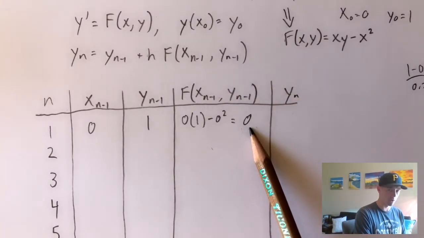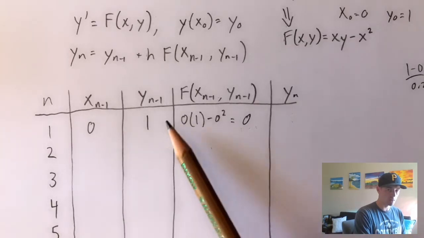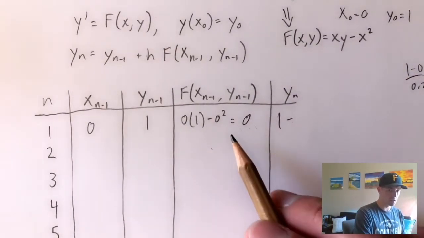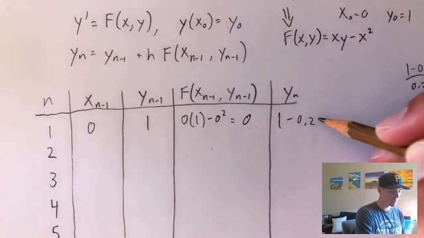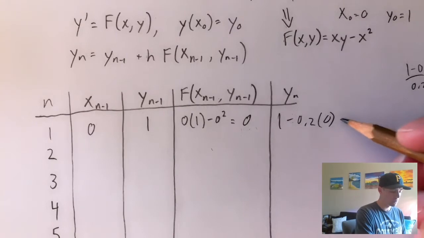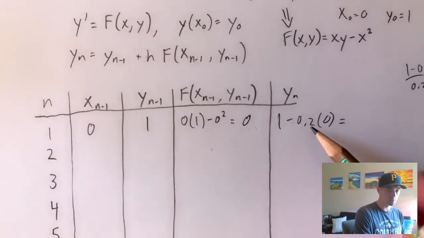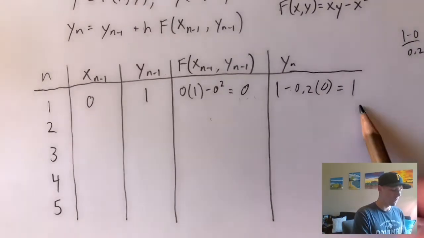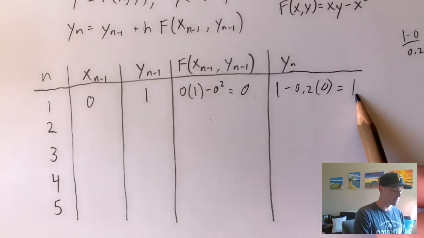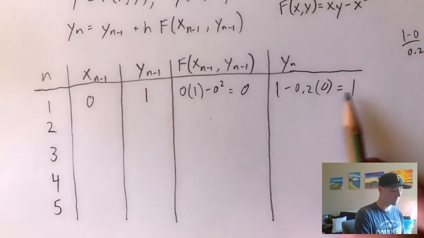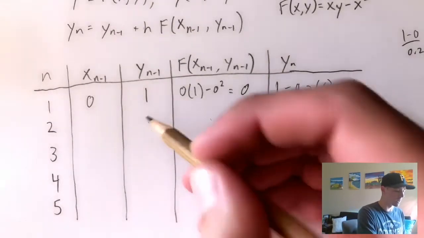It's just going to be 0. So right here we're going to get y sub n minus 1, which is 1, minus h, which is 0.2, times the number that we have in this column here, which is 0. So that's just 0 times 0.2 is 0, and 1 minus 0 is 1. Now that we figured this out, we can carry this piece down into the next column. Basically, whatever your previous y sub n is just going to be your y sub n minus 1 in the next column.